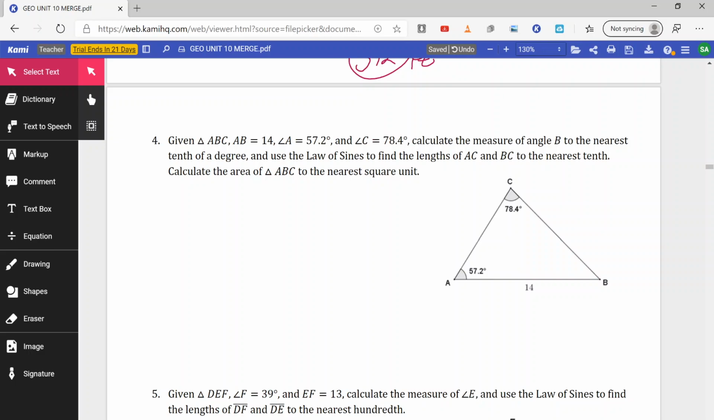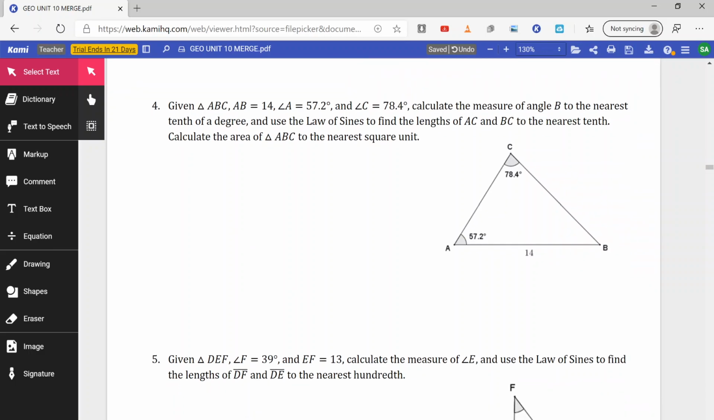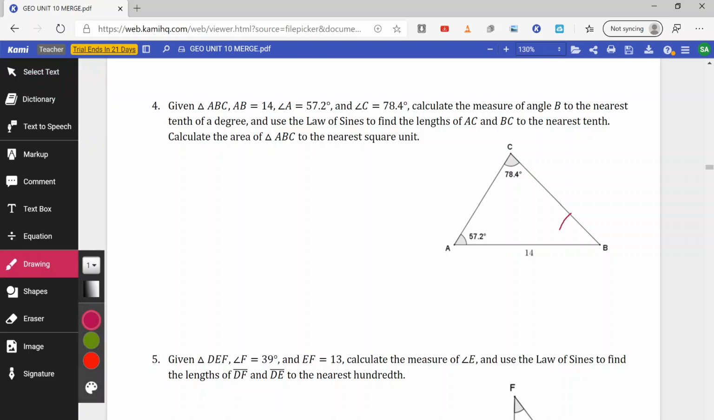Now let's say we're given a triangle here with not so nice measurements. We need to calculate the measure of angle B to the nearest tenth of a degree, and use the law of sines to find the lengths of AC and BC to the nearest tenth, and then calculate the area to the nearest square unit. So what we need here is basically to do a little bit of math. Now 57.2, 78.4, that's 2 out of the 3, meaning all I have to do is subtract them from 180 degrees to get the third.